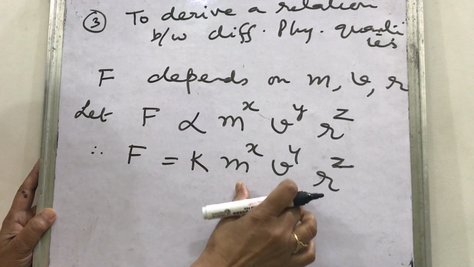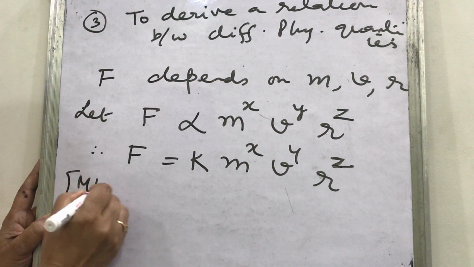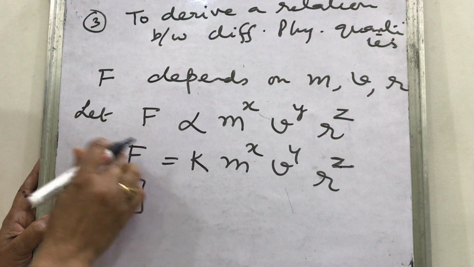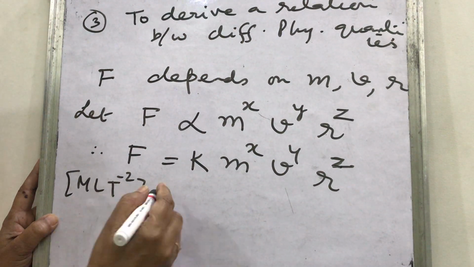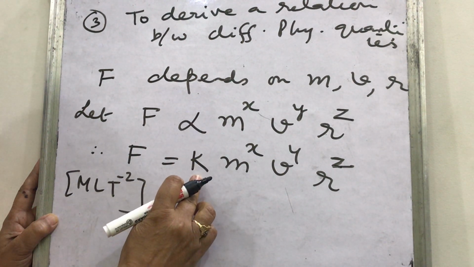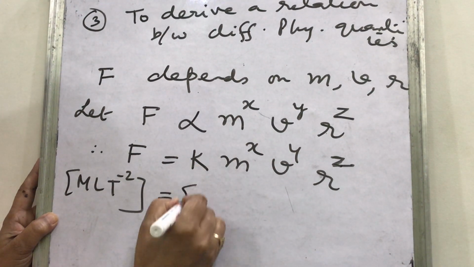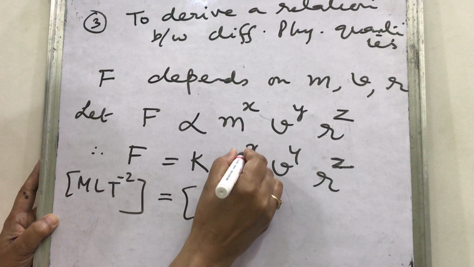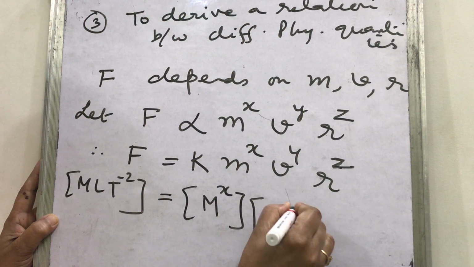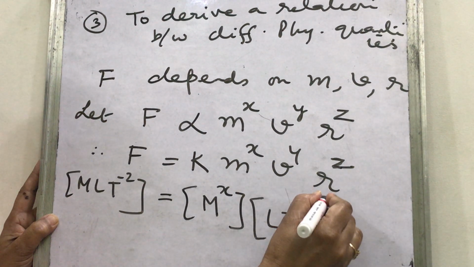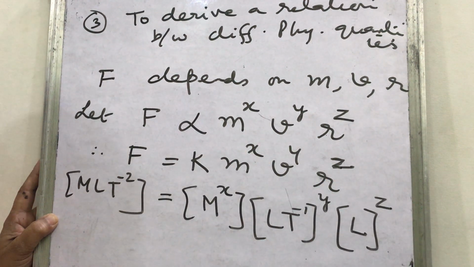Now write the dimensions of both sides. What is the dimensional formula for F? You know it is MLT to the power minus 2. Again I am saying that you should learn the dimensions. And how will you learn them? If you know the units, you can write them directly. So it is equal to k, which is a dimensionless constant. So you have written the dimensions of LHS. What is RHS? This is M to the power x. Then V is LT to the power minus 1, velocity being meter per second, to the power y, and radius r is L to the power z.